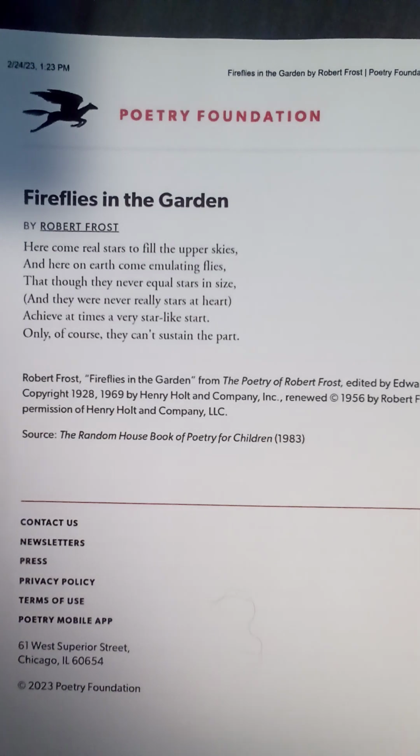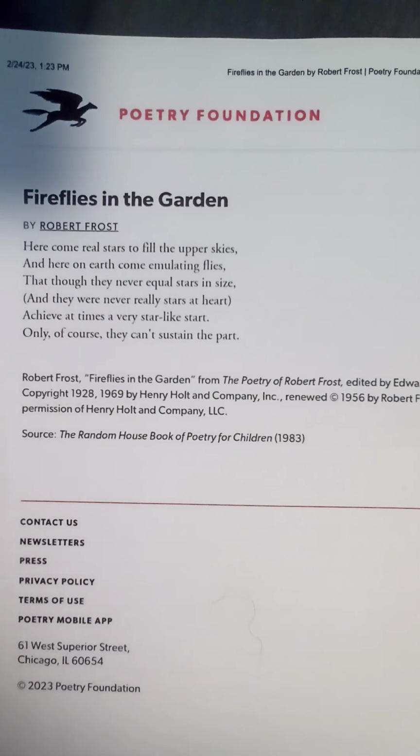Fireflies in the garden. Here come real stars to fill the upper skies, and here on earth come emulating flies, that though they never equal stars in size, and they were never really stars at heart, achieve at times a very star-like start. Only, of course, they can't sustain the part.